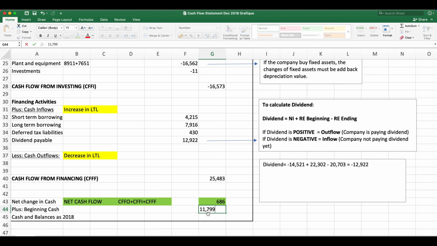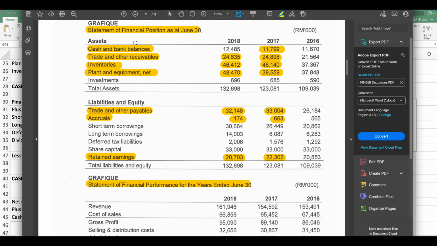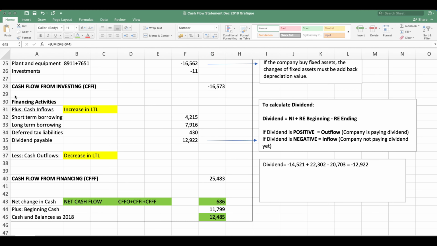11,799. Alright, so here the cash and bank balances as of 2018 is equal to the net cash flow or net change plus the beginning year. So it must be equal to 12,485. So this one should tally with the cash and balances for 2018 given in the question. Same or not? 12,485. So it must tally here.